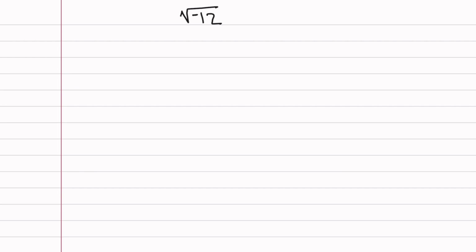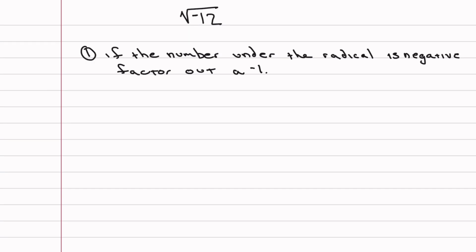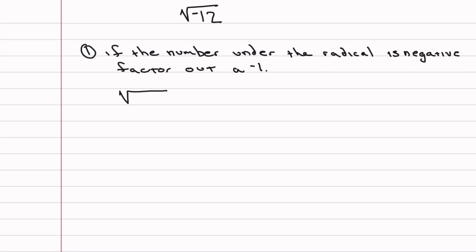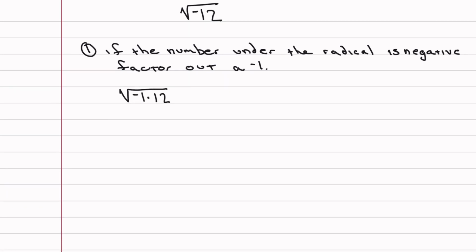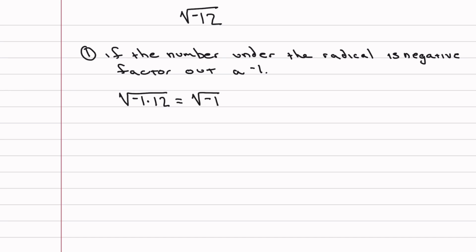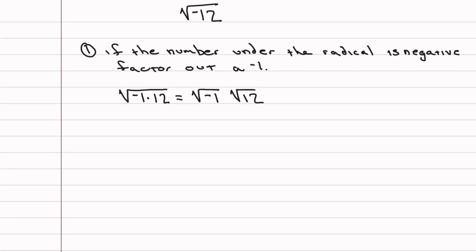So let's get into the steps to solving these problems. I'm going to start with one from the homework. For step 1, if the number under the radical is negative, we start by factoring out a -1. We're going to use that AB property for this. I'm going to start by factoring out a -1 from -12 and turning this into -1 times 12. And then I'm going to use the AB property of radicals and separate that into the square root of -1 and the square root of 12.